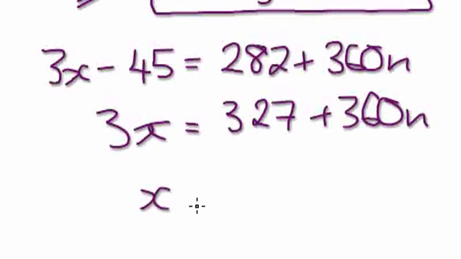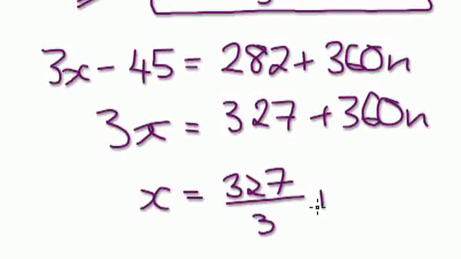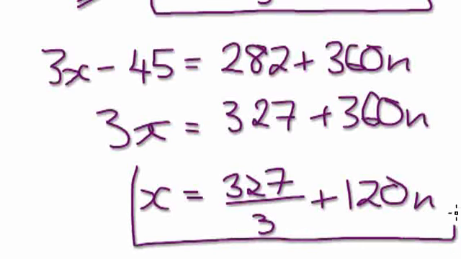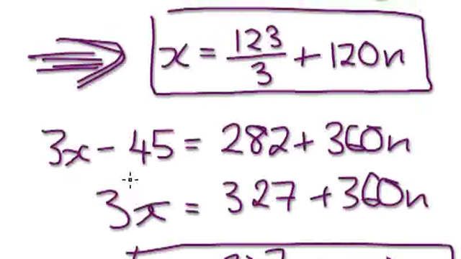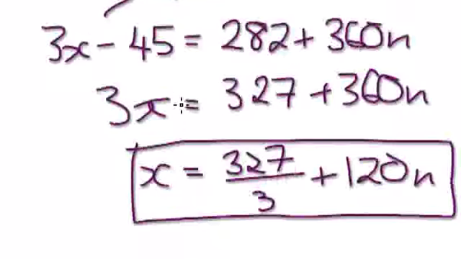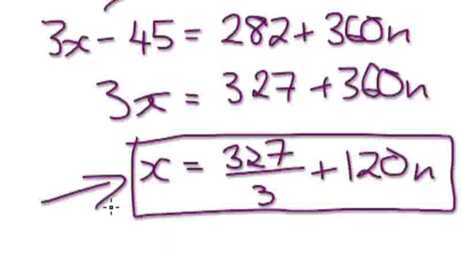So this will be x equals 327 over 3 plus 120n. So this is our second set of solutions. Okay, so we've got two sets of solutions. This one and this one here.